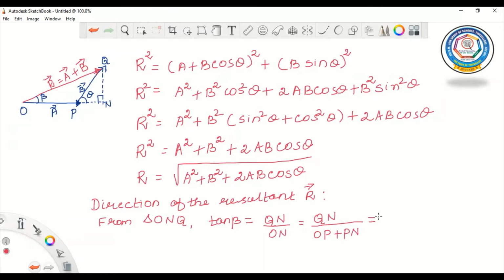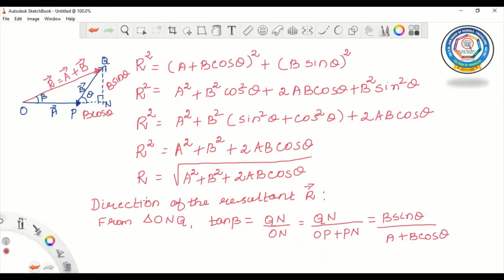So what is QN? QN we know is nothing but B sin theta. So this QN is B sin theta. Right. So B sin theta divided by what is OP? OP is A plus what is PN? PN is our B cos theta. So this is B cos theta. So A plus B cos theta.